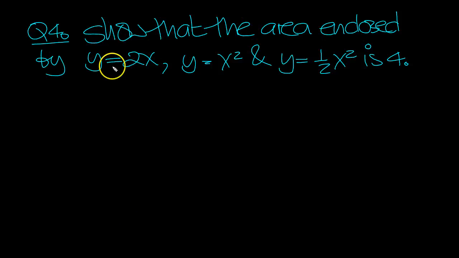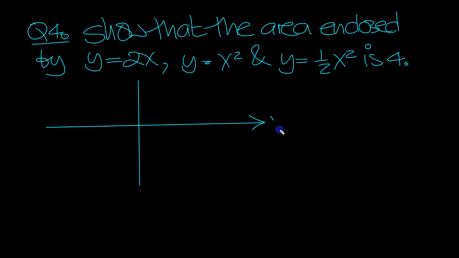Show that the area enclosed by y equals 2x, y equals x squared, and y equals a half x squared is 4. So let's have a look at this then. Let's try and draw this axis a bit better than that, because there's 3 curves, so I'll try and draw a half decent sketch. So y equals 2x then is going to be this line here. I'll try and draw a straight line as best I can with the digital pen. So that's supposed to be y equals 2x.